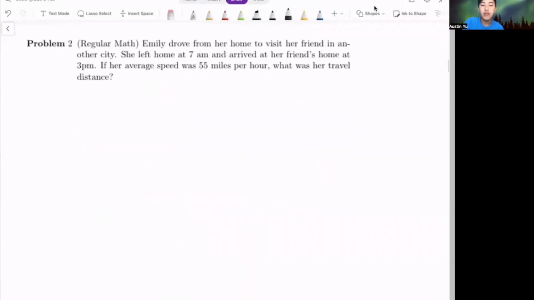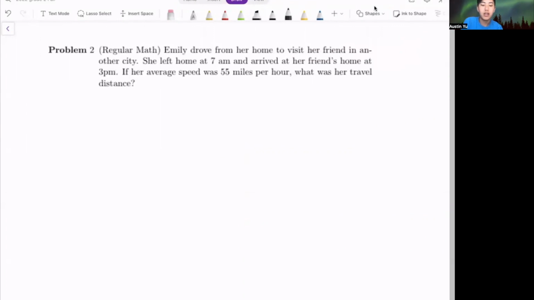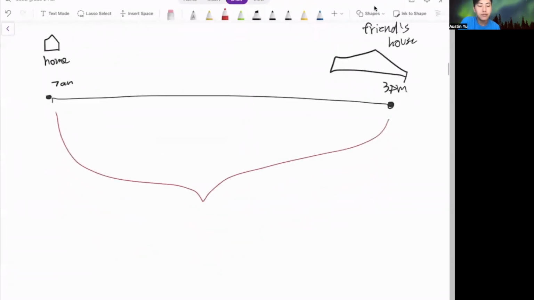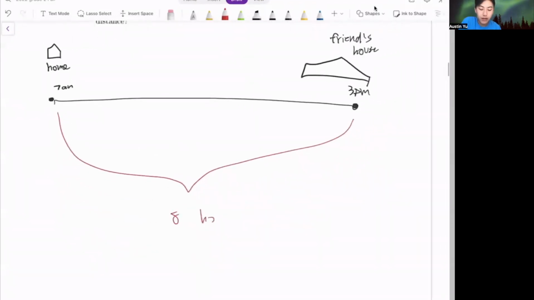Problem 2. Emily drove from her home to visit her friends in the other city. She left home at 7 a.m. and arrived at her friend's house at 3 p.m. If her average speed was 55 miles per hour, what was her travel distance? Okay, so we are given that she left home. Let's draw home. She left home at 7 a.m. and she drove all the way to her friend's house. Let's draw a friend's house. Friend's house at 3 p.m., which is when she arrived. So this makes her total travel time, let's see, 8 hours.